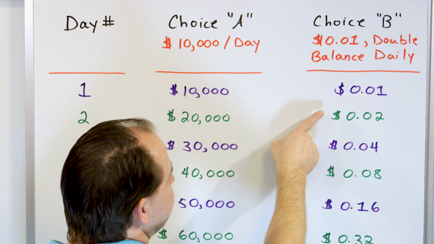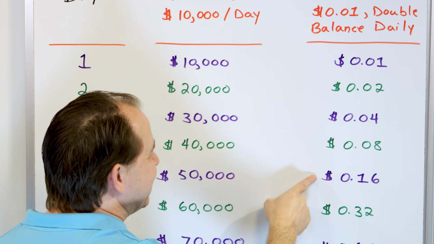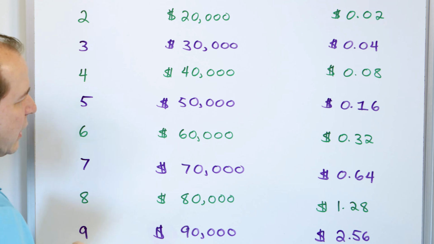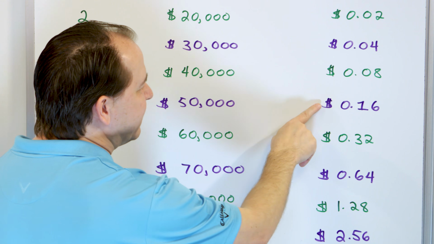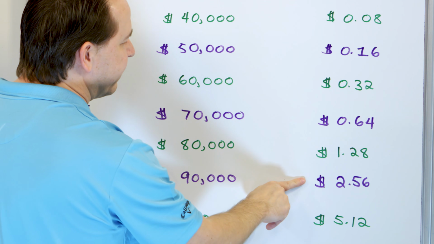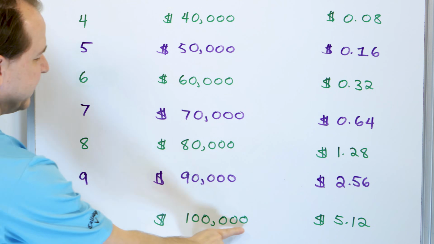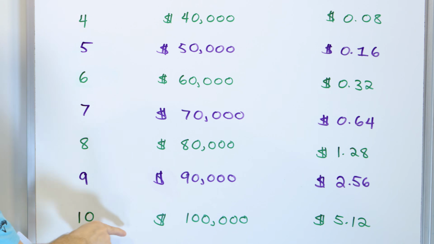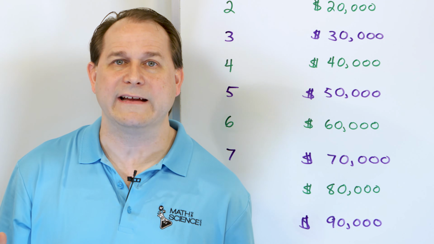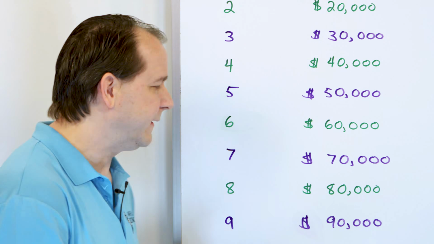1 cent, then 2 cents, 4 cents, 8 cents, then 16 cents. You see right here, you'd have $50,000 and only 16 cents in this column. But let's keep on going. If you keep doubling, you get 32 cents, 64 cents, $1.28, $2.56, $5.12. In this column, you would have $100,000. So if you were going to stop this at 10 days, you would obviously want to take the $10,000 a day, but let's keep going.